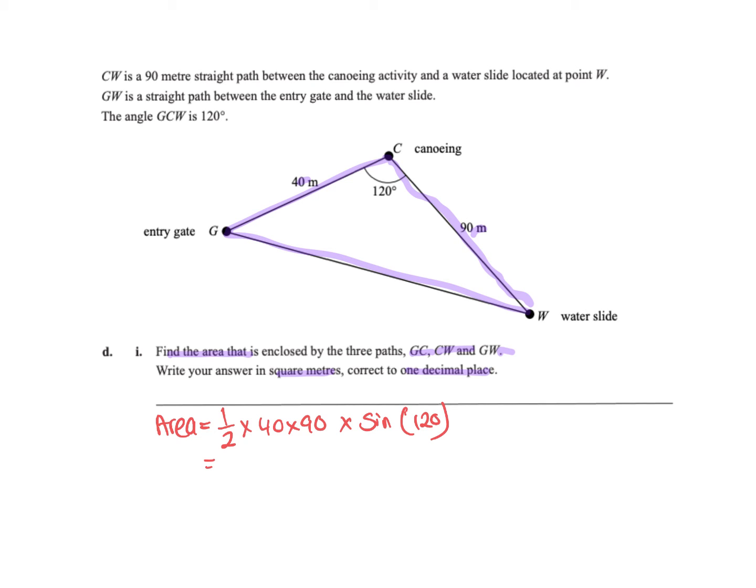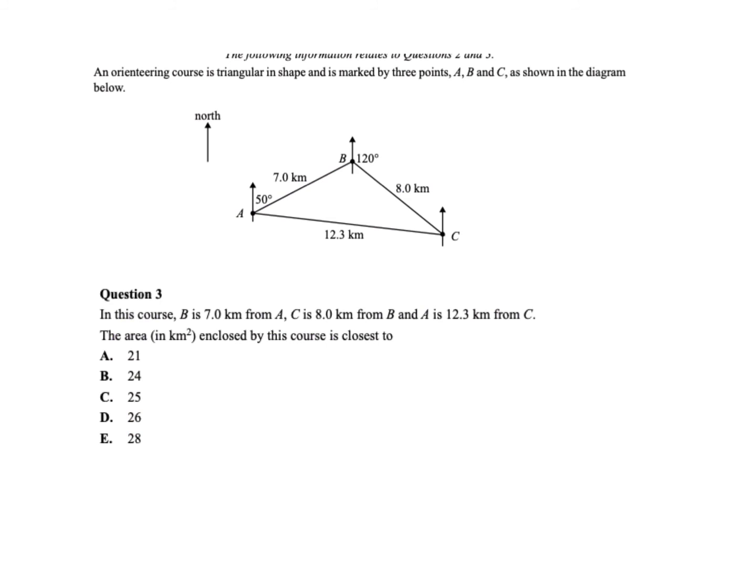So if I pop that into the calculator, I'm going to get my answer. Just doing it on the calculator now. Make sure your calculator's in degrees. So just checking. I get 150. Now it said square meters to 1 decimal place, so I get 1558.8 meters squared. All right, so that's a part in the short answer exam.